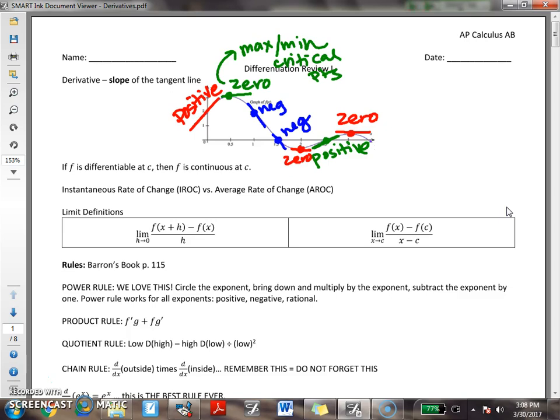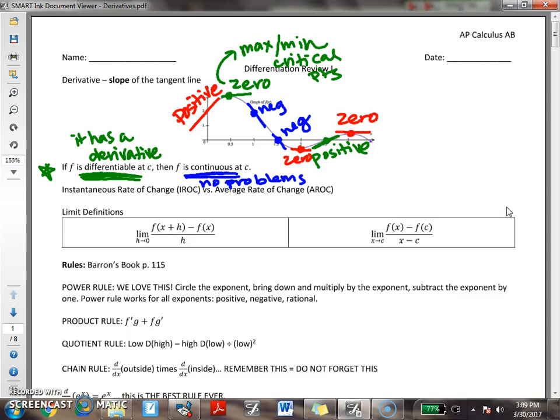We already know that if a function is differentiable, meaning it has a derivative, then the function has to be continuous, meaning no problems. Okay? No holes, no jumps, no asymptotes.